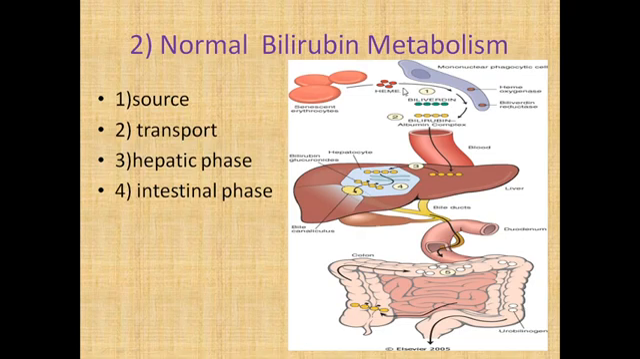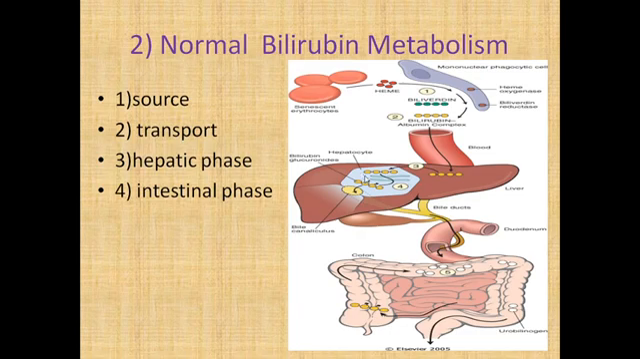heme, and this heme in splenic mononuclear macrophage with the help of heme oxygenase enzyme is converted into biliverdin. With the help of biliverdin reductase, it is formed into unconjugated bilirubin. This unconjugated bilirubin, with the help of albumin in the blood, is transported to the liver. So, first step is the source. If there is excessive destruction of RBC due to any cause, it will lead to hyperbilirubinemia. This is the first, and it is unconjugated type because conjugation occurs in the liver.